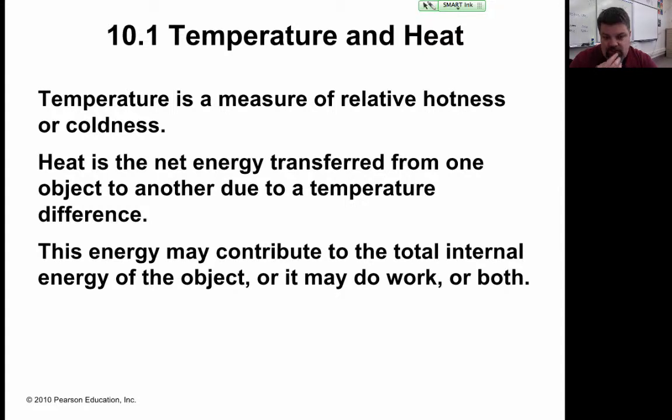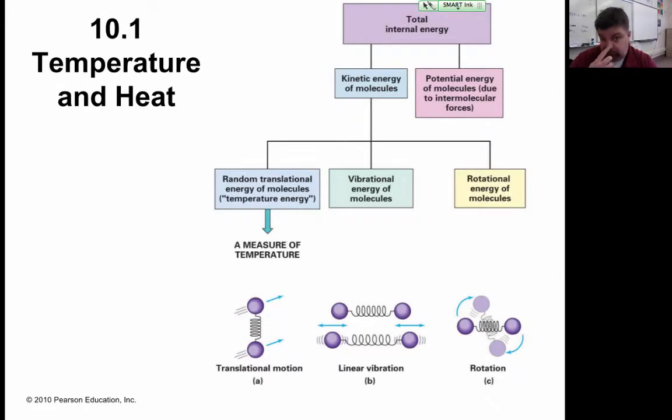And so this energy may contribute to the total energy or internal energy of the object. It can also do work, or it could do both. So temperature and heat is based on the total internal energy of an object. Everything in the universe is in motion, and so therefore all molecules have kinetic energy. They also have potential energy due to intermolecular forces, strong and weak force, and the charges of the molecules and spins and all that stuff. Anyways, we're going to focus on the kinetic energy with regards to heat. Keep it simple for high school.